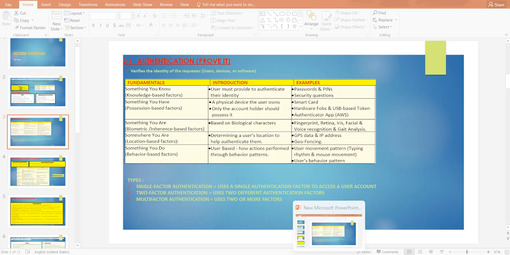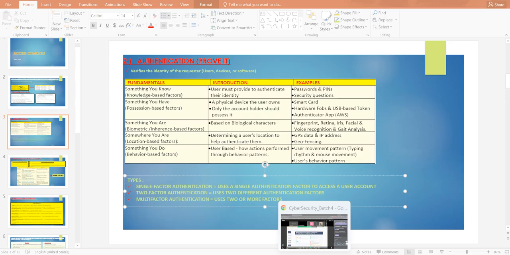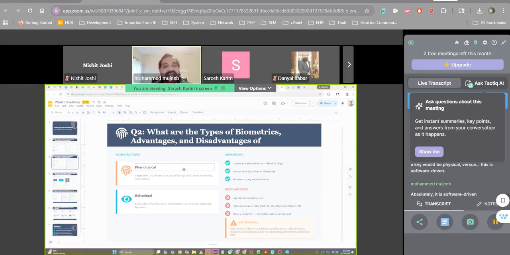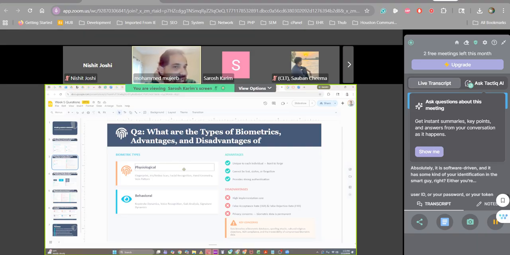It's not, I would say, accessing. It's logical, because a key would be physical, versus this is software driven. Absolutely, it is software driven, and it has some kind of identification in the smart card, right? Either your user ID or your password or your token or your biometric, right?